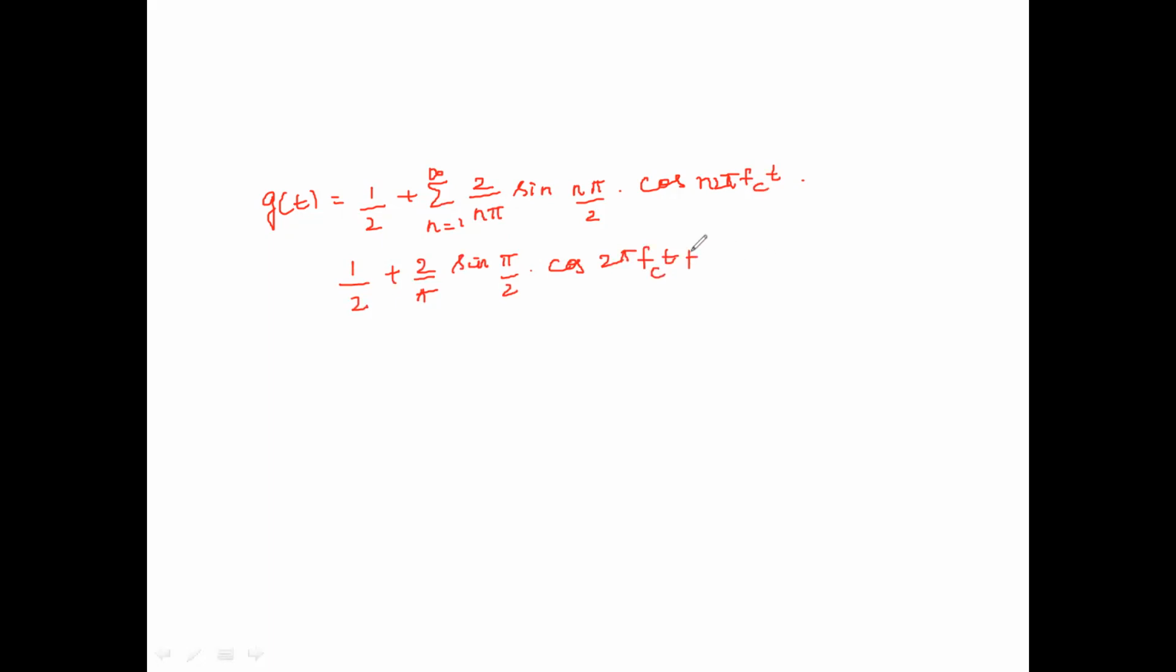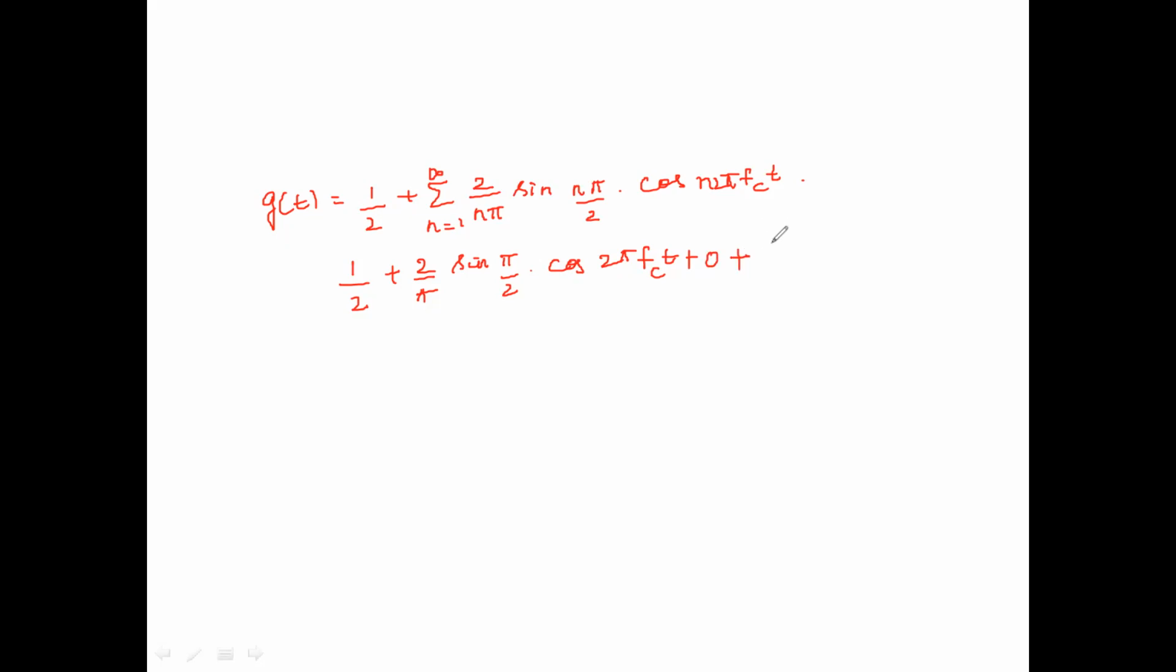Next substitute n is equal to 2. When I substitute n is equal to 2, here you get 2 pi. So sine 2 pi by 2 is nothing but sine pi. So sine pi you get 0. So you will not have any value here. Now I will substitute n is equal to 3.